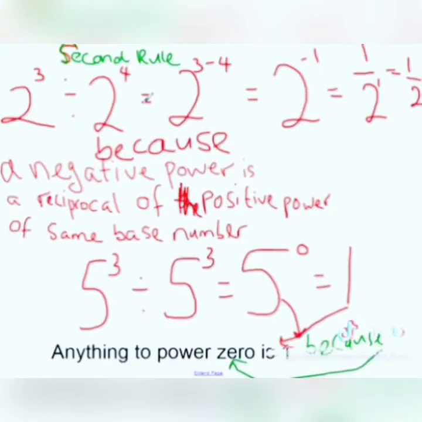We're going to go on to the second rule. The second rule is dividing same base numbers. You have to take away the indices, or the powers, or the exponents. In this case, 3 take away 4 is negative 1, so you have your final answer as 2 to the power negative 1.